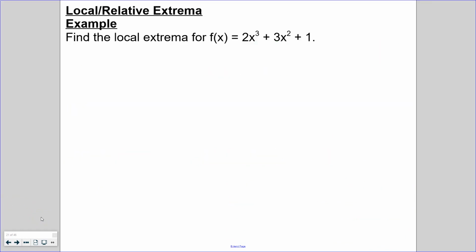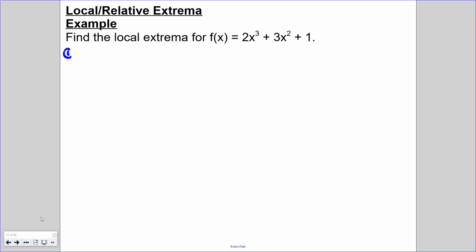So let's take a look at how this works. We want to find the local extrema for the function f of x is equal to 2x cubed plus 3x squared plus 1. This process of finding the local extrema is very similar to finding intervals or solution sets when we were solving inequalities back in pre-calculus.